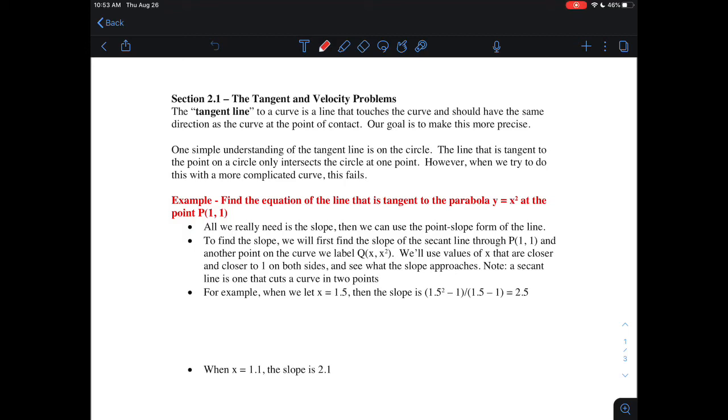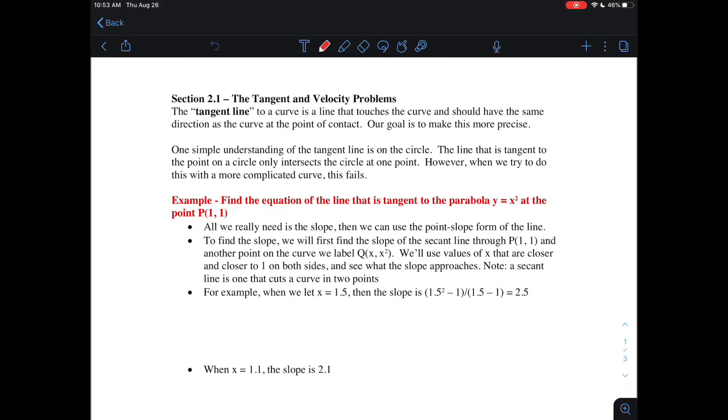Section 2.1, the tangent and velocity problems. This actually gives us a great introduction into why we even study calculus. So first, the tangent line to a curve is a line that touches the curve and should have the same direction as the curve at the point of contact. Our goal is to make this definition more precise.